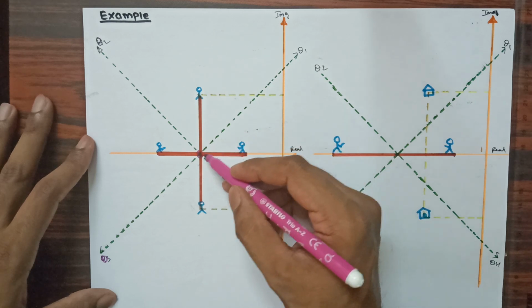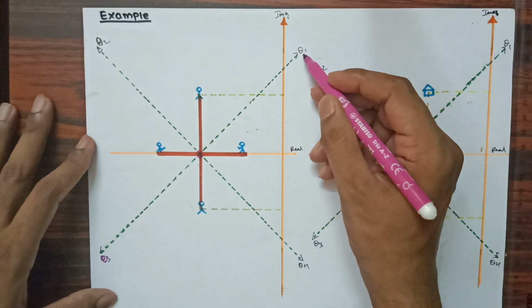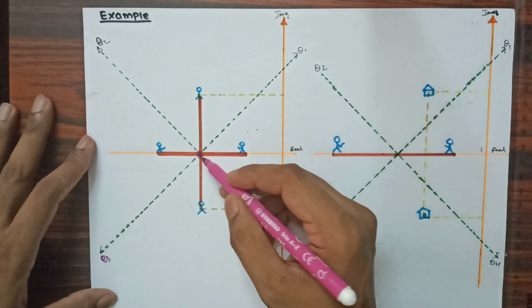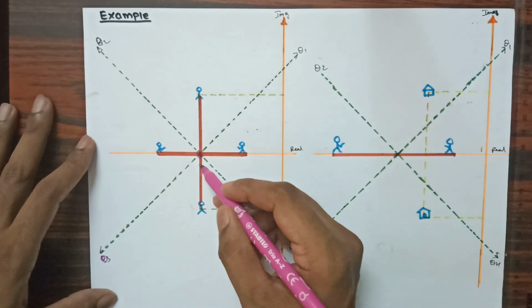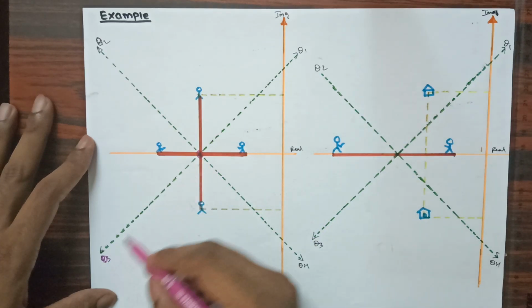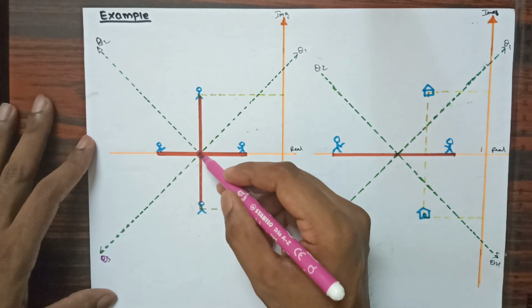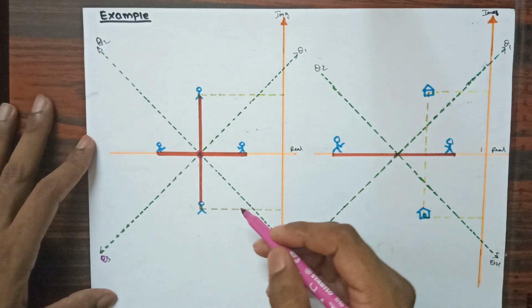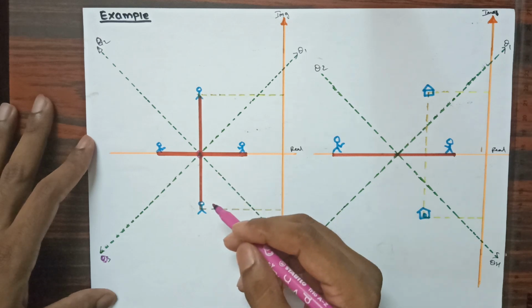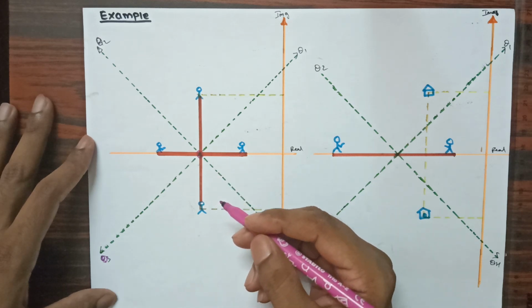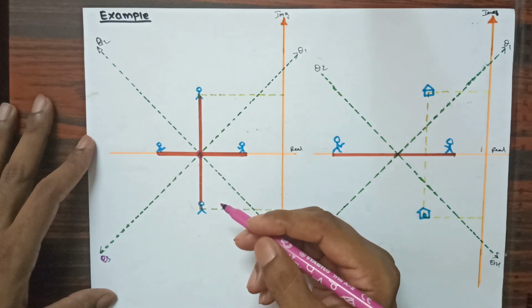So here you can see the angles I have shown: angle theta 1 with 45 degrees, angle theta 2 with 135 degrees, angle theta 3 with 225 degrees, and angle theta 4 with 315 degrees. In this way we have provided angles for them to move towards the infinite destination.